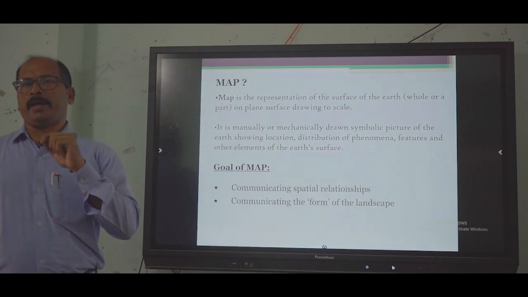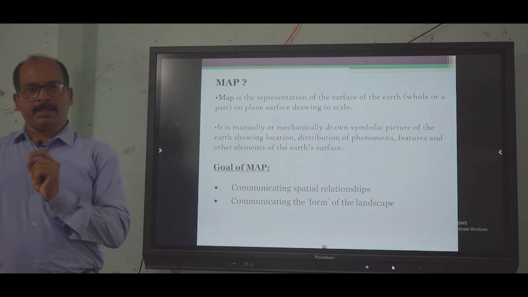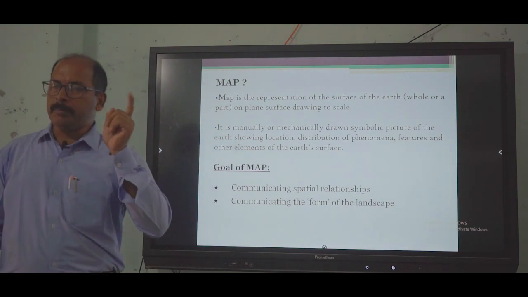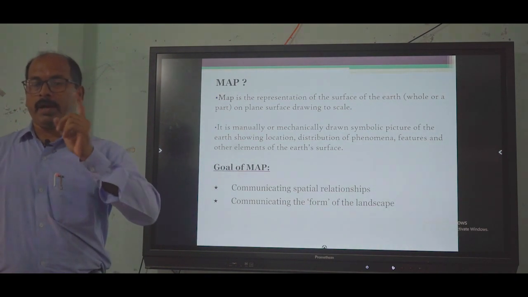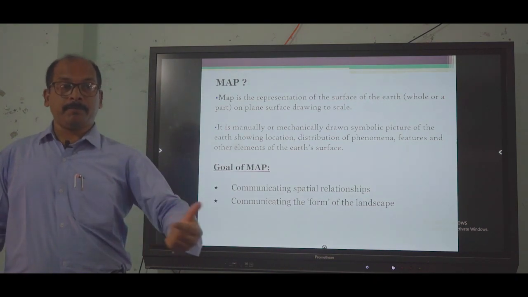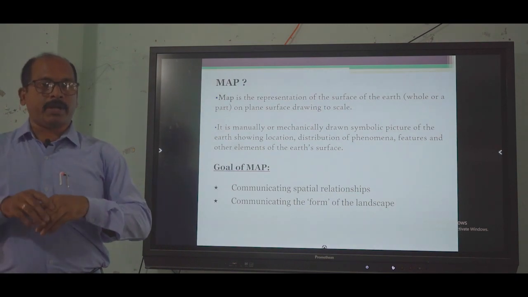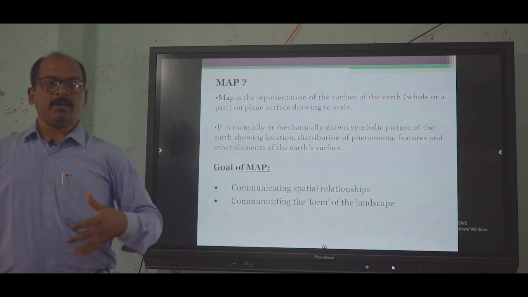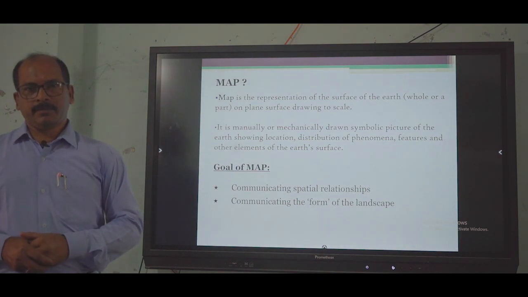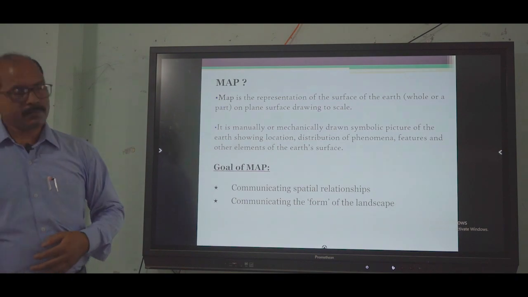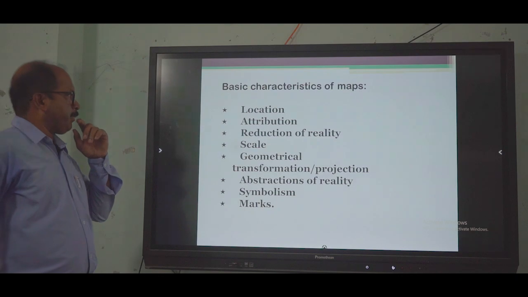Suppose we are moving from place A to place B. There is a particular location of place A and a particular location of place B. And there is also a particular direction from A to B while we are moving from A to B, and while we are moving from B to C and so on. That we can draw accurately on a flat sheet of paper, proportionately maintaining the scale, and we can show it on a map. Are you clear? So these are the basic characteristics of a map.